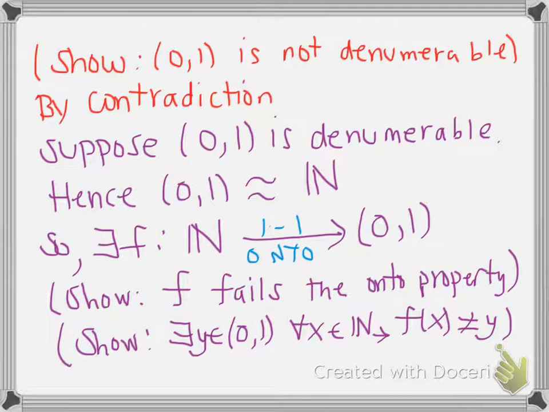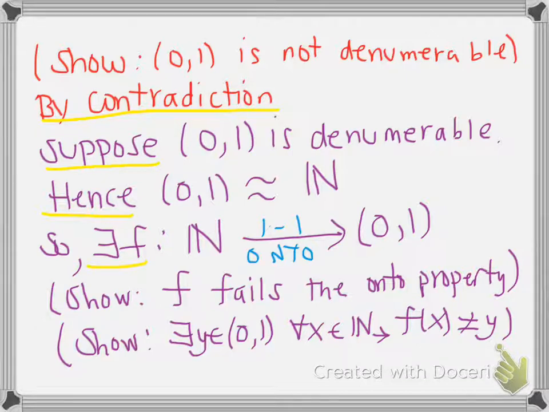All right, so we need to show that (0, 1) is not denumerable. And we're going to do this by contradiction, right? Because we know what it means when it's denumerable, but that means it's equivalent with the naturals, right? So suppose (0, 1) is denumerable. Hence, (0, 1) is equivalent to the naturals.